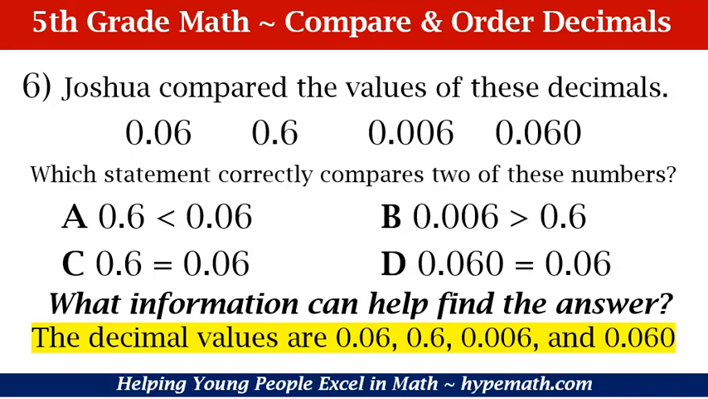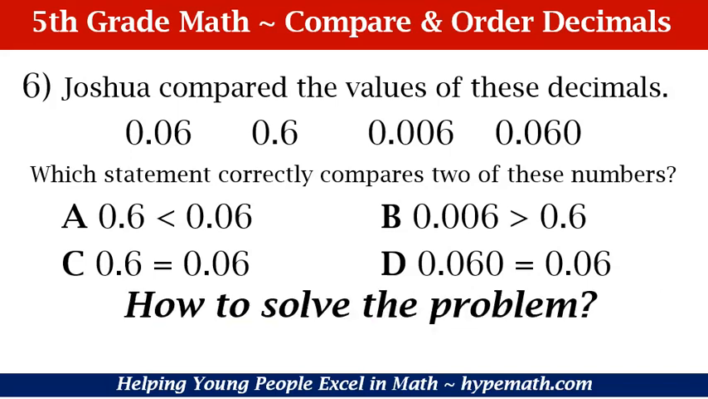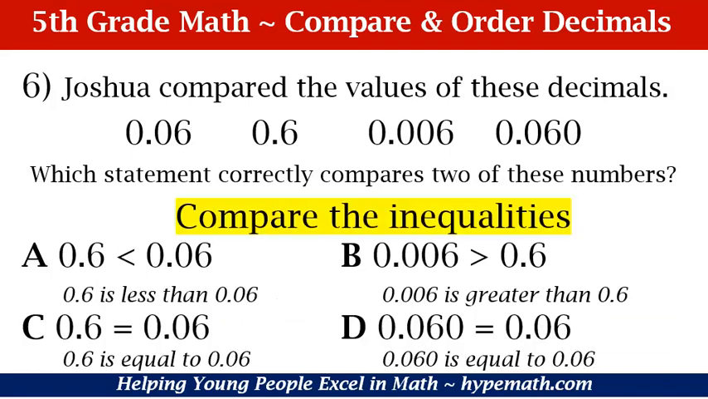The decimal values, the 0.06, the 0.6, 0.006, and 0.060. This information will help us find the answer because we will need to compare them in order to solve the problem. So how do we solve the problem? We are going to compare the inequalities. So let's take a look.